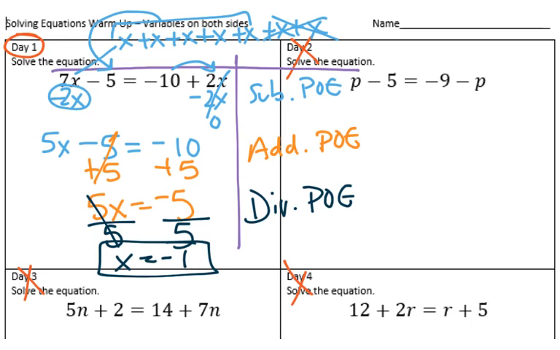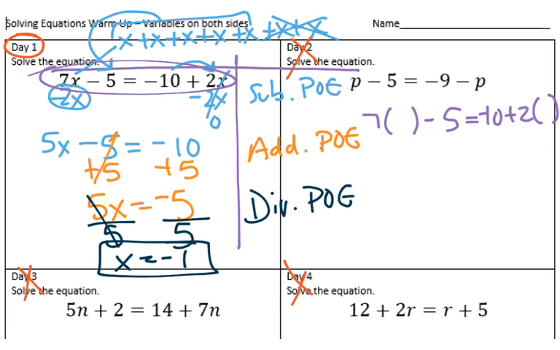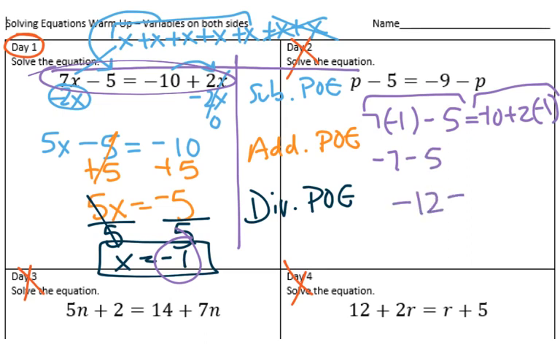Okay. Now, if we weren't sure if our answer was correct, what could we do? Well, we could take our problem, and instead of x, substitute negative 1 in for x. And then we'd see, is this right side the same as the left side? That's what it should be. 7 times negative 1 is negative 7. Negative 7 minus 5 is not negative 2. It's negative 12. 2 times negative 1 is negative 2. 10 plus a negative 2 is negative 12. Are they equal? Yes. So that answer is correct.